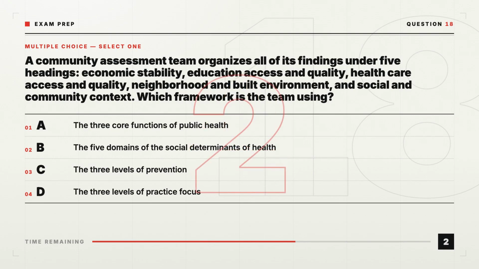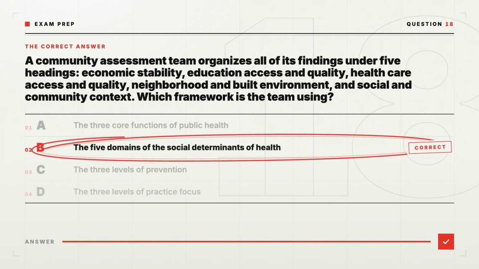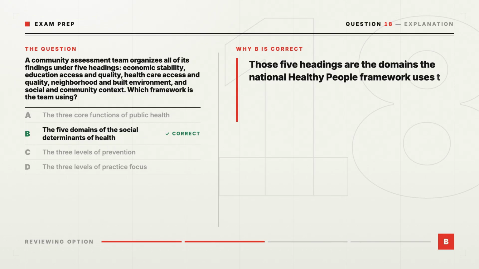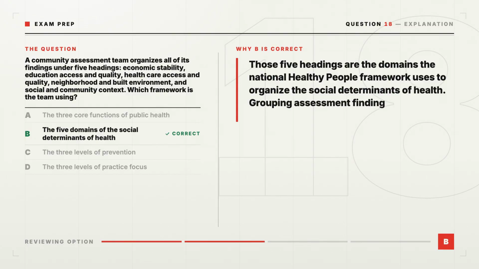The correct answer is B. The 5 domains of the social determinants of health. B is correct because those 5 headings are the domains the National Healthy People Framework uses to organize the social determinants of health. Grouping assessment findings this way keeps the team looking at the conditions in which people live rather than only at disease counts. It doubles as a checklist that makes gaps in an assessment visible.